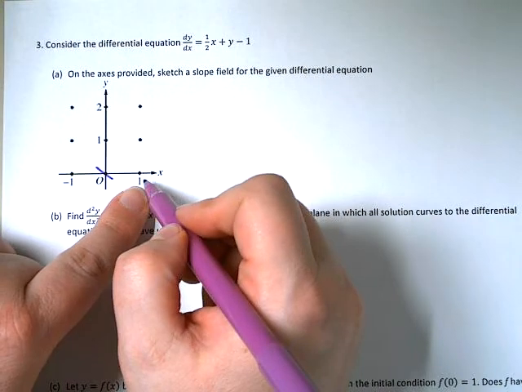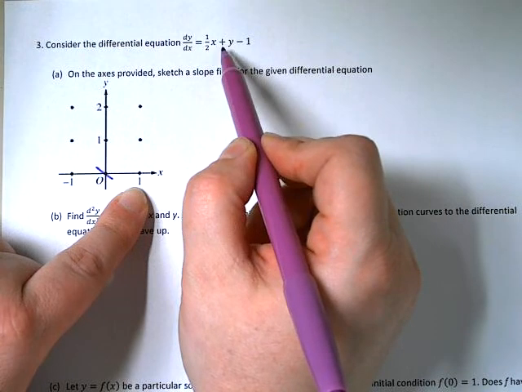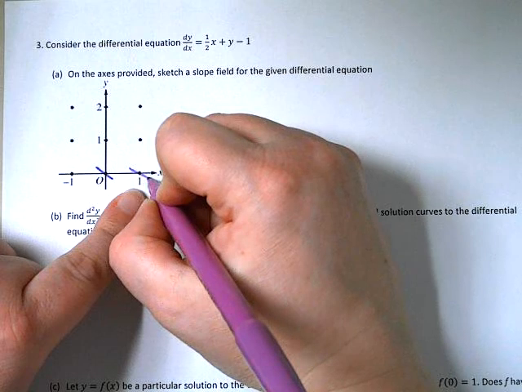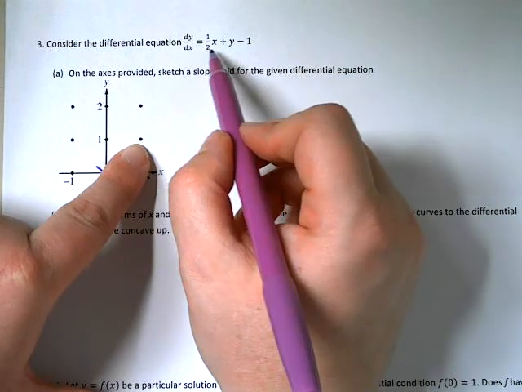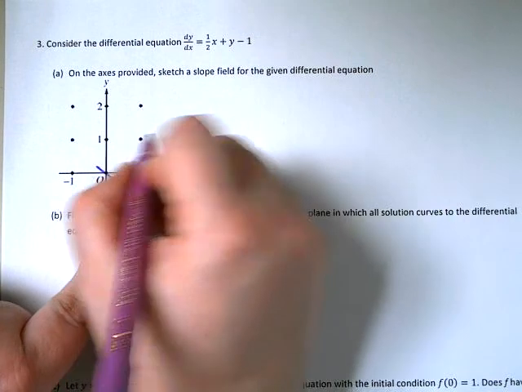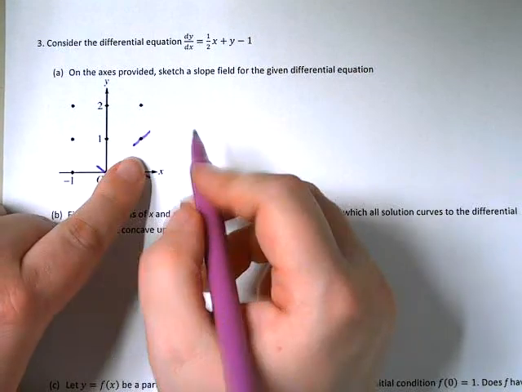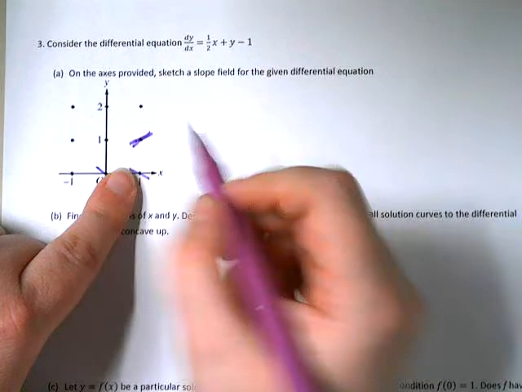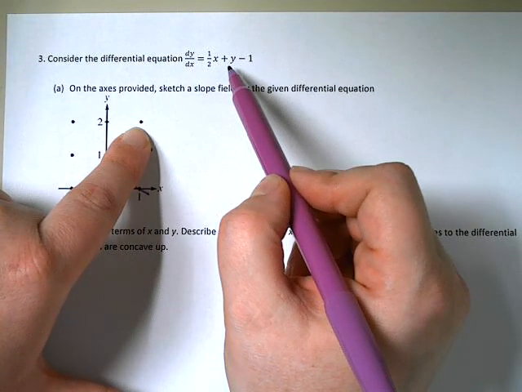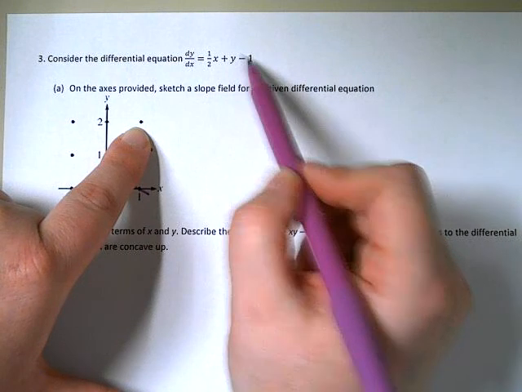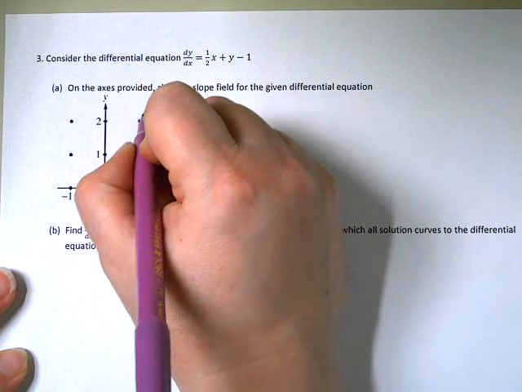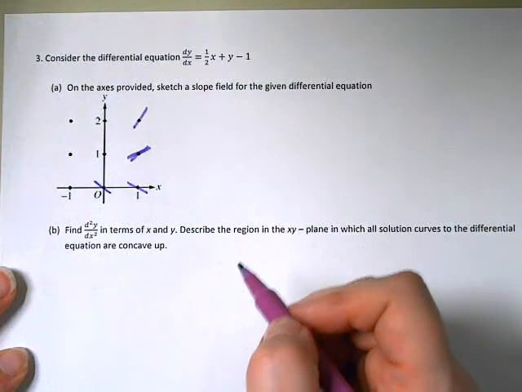If I plug in the point 1, 0, that means I'm going to have 1/2 plus 0 minus 1, so that's going to be a slope of negative 1/2. For the point 1, 1, I would have 1/2 plus 1 minus 1, so I would have a slope of positive 1/2. Oops, that looks more like positive 1, but that's okay, close enough. For the point 1, 2, I would have 1/2 plus 2 minus 1, which means this is going to end up being a positive 3/2, so a little bit steeper than positive 1.